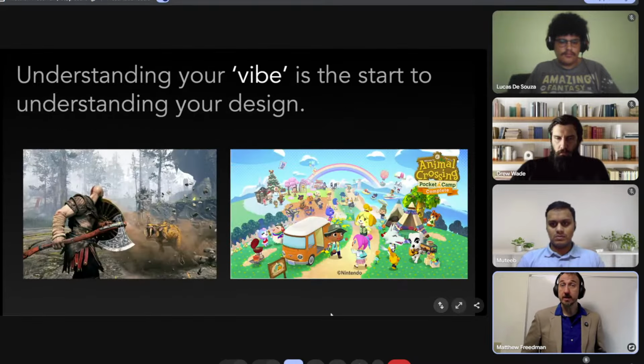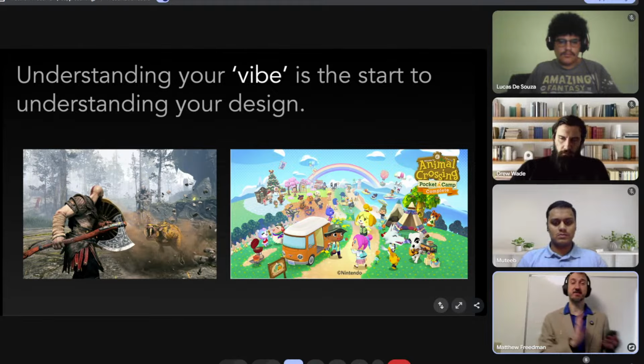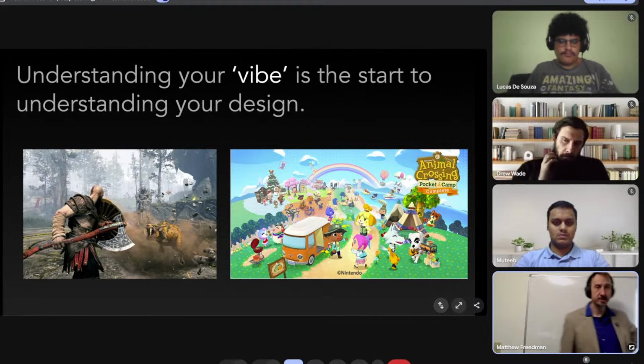Okay. So, understanding the vibe is the start of your overall design. God of War has a very different vibe or feeling than Animal Crossing does. It's kind of easy to see, does this fit in Animal Crossing or does this fit within God of War, if you're thinking about it from the perspective of overall vibes, emotions, and feeling.